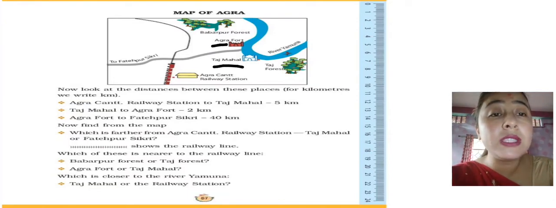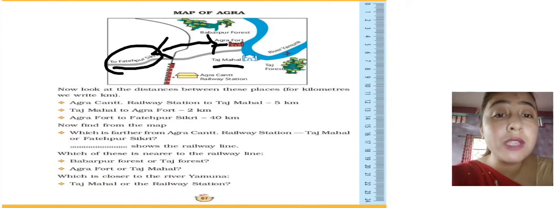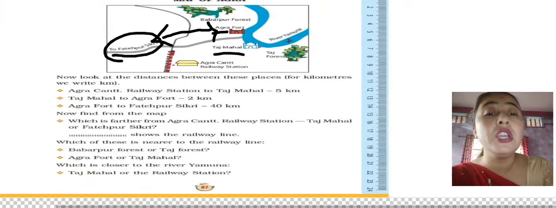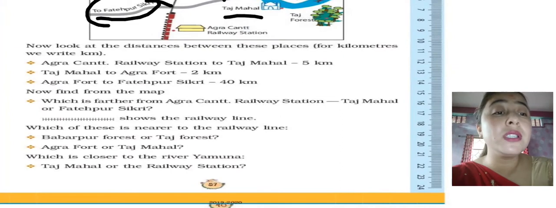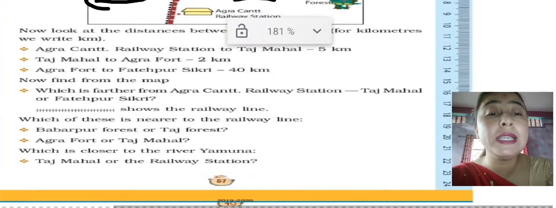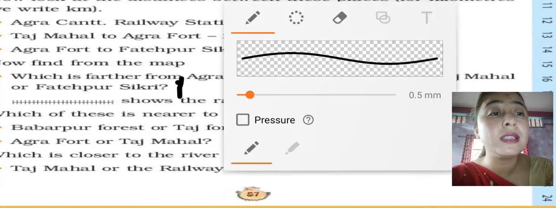Agra Fort is here and Fatehpur Sikri is here. So it is very very far away from Agra Fort. So it is how many kilometer? 40 kilometer. Yes. So which is farther from Agra Cant railway station, Taj Mahal or Fatehpur Sikri? So your answer is, which is farther? Yes, it is Fatehpur Sikri. So here you will write Fatehpur Sikri.